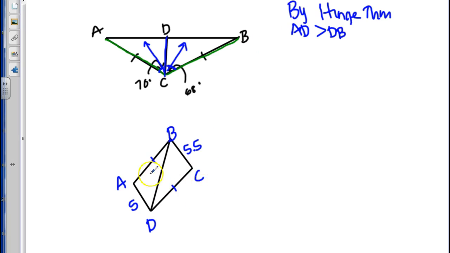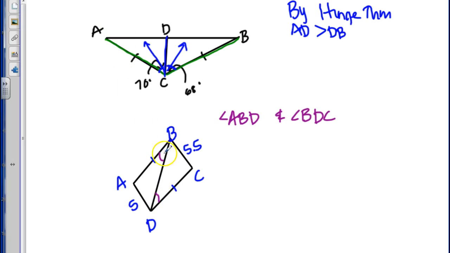Okay, so we could talk about several things, but let's talk about angle ABD and angle BDC. Now that I've told you those angles, if that helps you with that little hint, you can pause the video and check it out. All right, so ABD and BDC. What do I know about those angles?